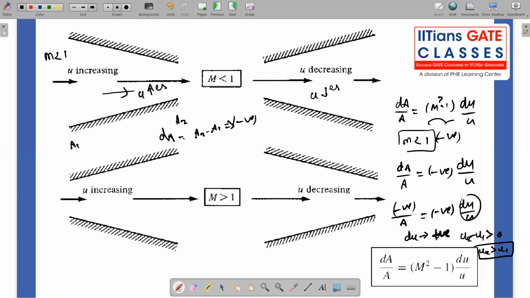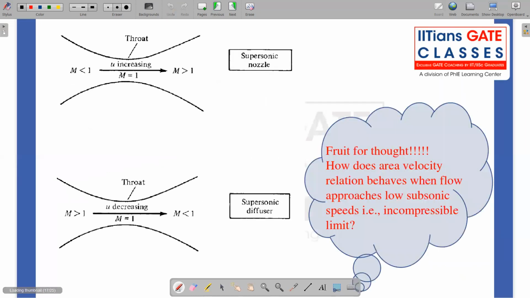Because now we are going into the supersonic regime, to accelerate further I have to change the area. That means the area now has to diverge. That is why my supersonic nozzle, which makes subsonic flow at the entry into supersonic flow at the exit, has to be a converging and diverging duct. Only a converging duct cannot create a supersonic flow, because at max it can reach M equal to 1, as we already saw from our equation, right?